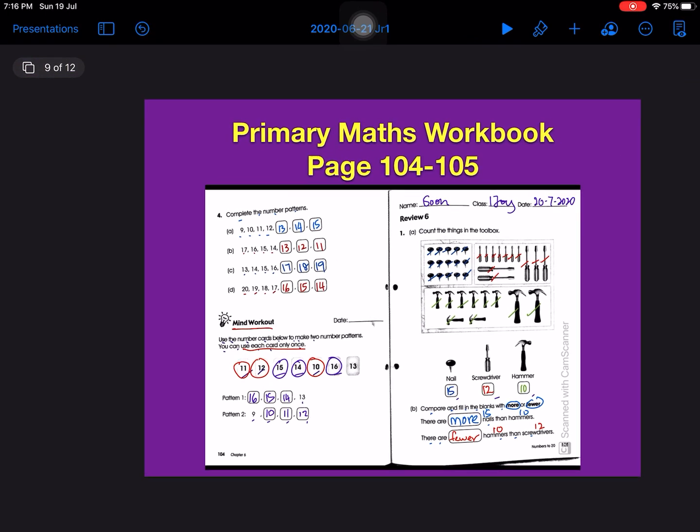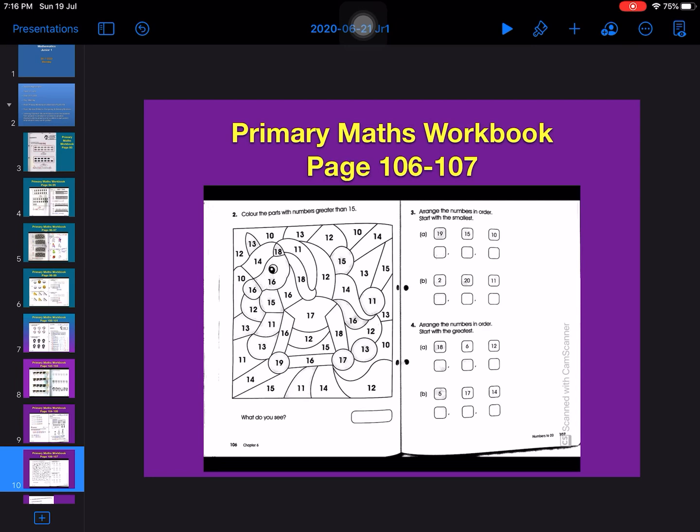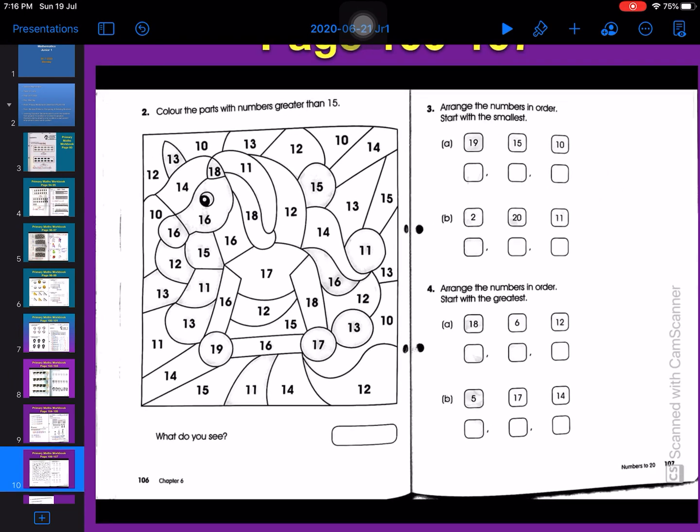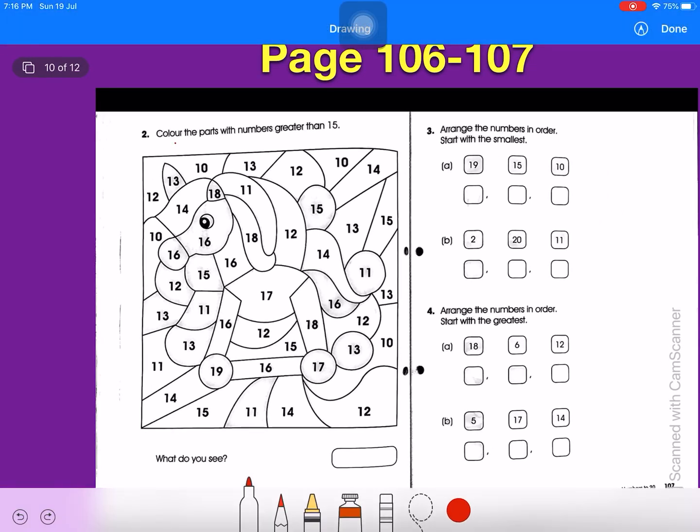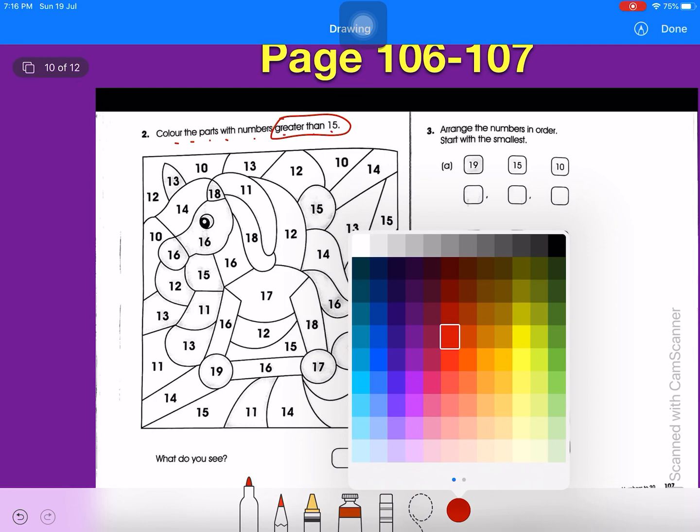Okay, so next one we go to page 106. So this one, page 106. Color the parts with number greater than 15. So this is a keyword, greater than 15. Greater than 15, that means it's more than 15.